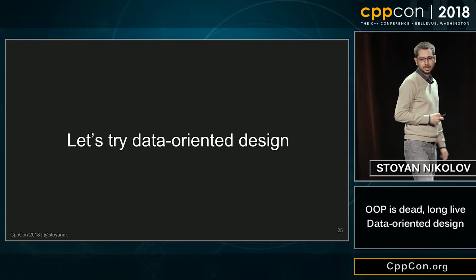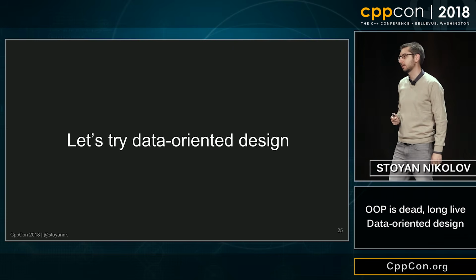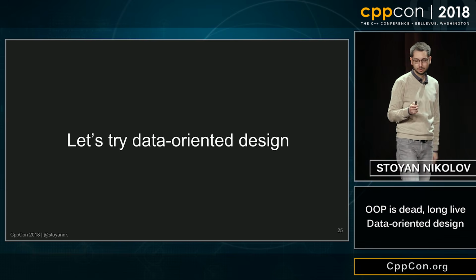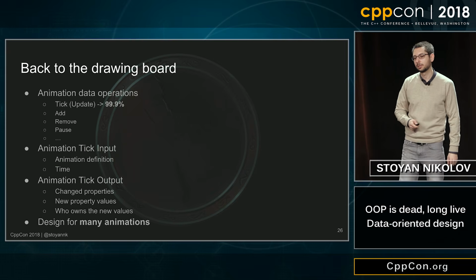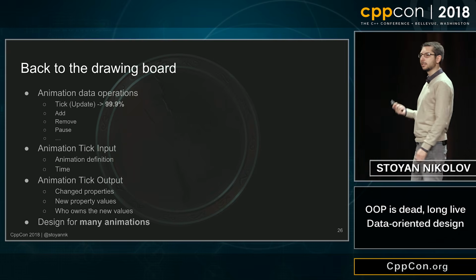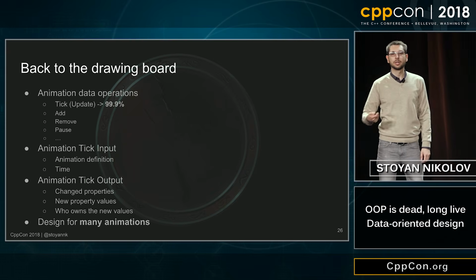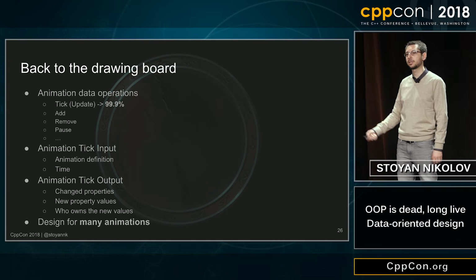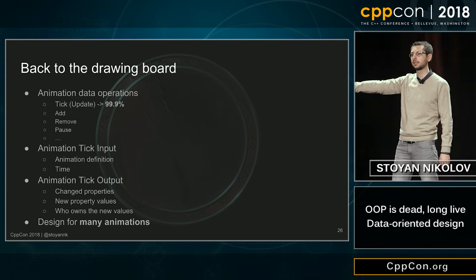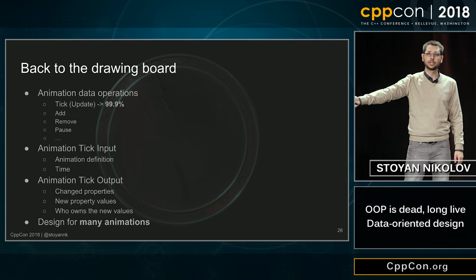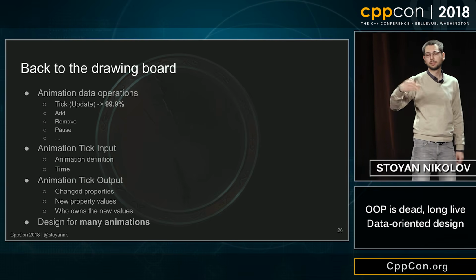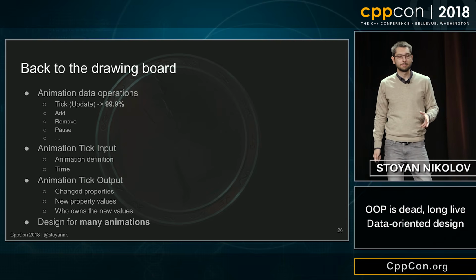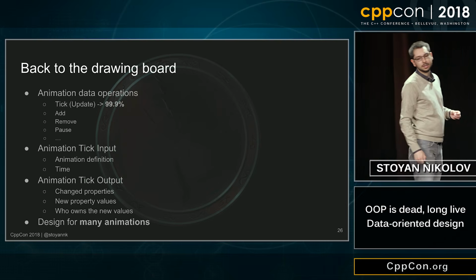All right. Now let's try to do it with data-oriented design. Let's clear our mind, forget what we saw, and return to the drawing board. So let's design our system around the most common operation. And this is the operation of ticking, of updating the animation. It happens like 99% of the time. We have other operations, obviously, like adding, removing, pausing an animation, whatever. But the most important one, the one that defines our performance, is the tick.